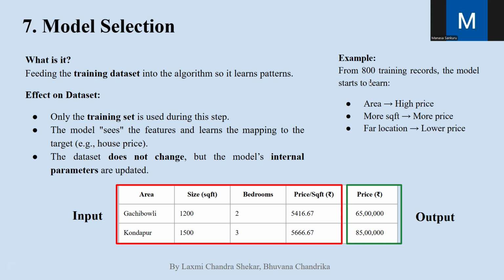From these 800 records, the model is going to learn, the way we learned things, like the size factor. We saw in EDA, exploratory data analysis, that if we increase the size, the price also increases. Yes, we understood that. Now the model is going to learn that pattern. Whatever we learned from visualization, the algorithm is going to learn in this stage. It is going to learn that the more area, the higher the price. More square feet, the more price. Far location, the lower price.